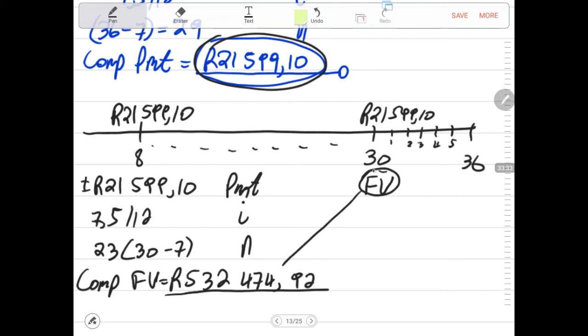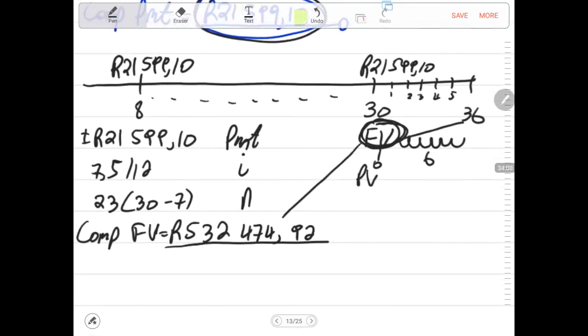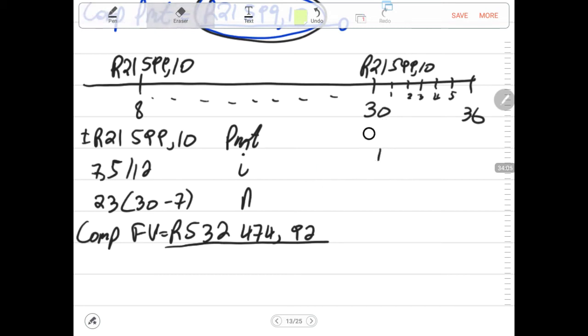So this future value, which is the future value at the end of month 30, will earn interest for the next 6 months, which is 31, 32, 33, 34, 35, 36. So now it will accumulate interest. Hence, to increase it to month 36, we need to treat it as the present value so that we can know how much it will be in the future, in the 36th month. So now we do the same thing that I've been preaching throughout the topic of annuity.